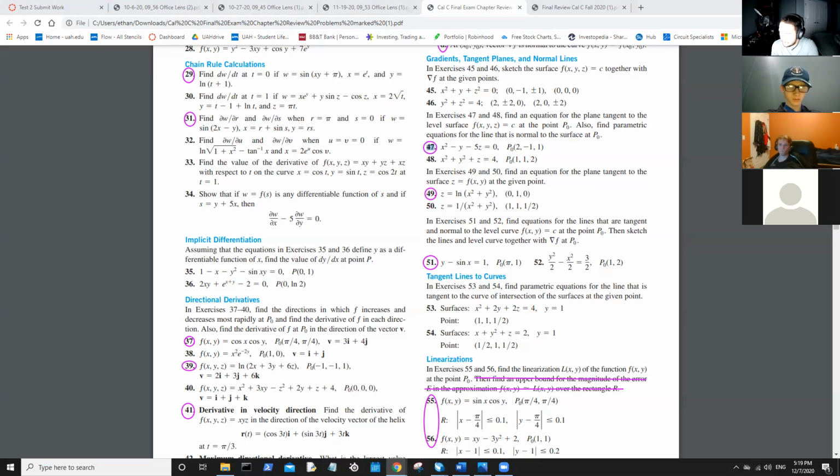Okay, I found the definition and the equations. The tangent plane at a point on the level surface of a differentiable function is the plane through the point normal to the gradient. And the normal line of the surface at the point is the line through the point that is parallel to the gradient.